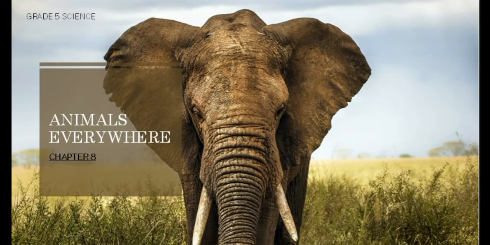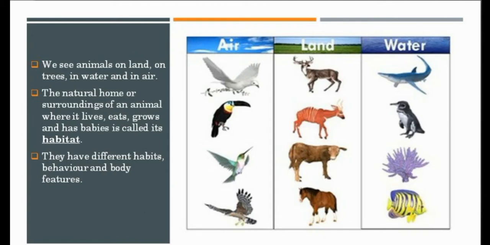Today, we will be learning chapter 8, that is Animals Everywhere. We see animals on land, on trees, in water, and in air also. The natural home or surroundings of an animal where it lives, eats, grows, and has babies is called its habitat. Habitat is the natural home or surrounding of an animal. They have different habits, behaviors, and body features.